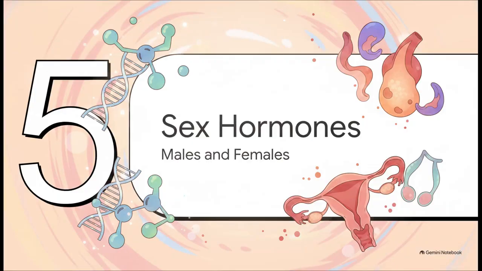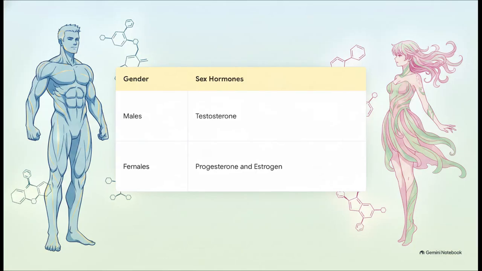Section 5. Sex hormones. Up until now, the hormones we've discussed, like adrenaline and thyroxine, function exactly the same in everyone. But sex hormones are entirely different between males and females. Males primarily produce testosterone, while females produce progesterone and estrogen. These are the specific chemicals entirely responsible for all the major physical changes that happen in the body during puberty.